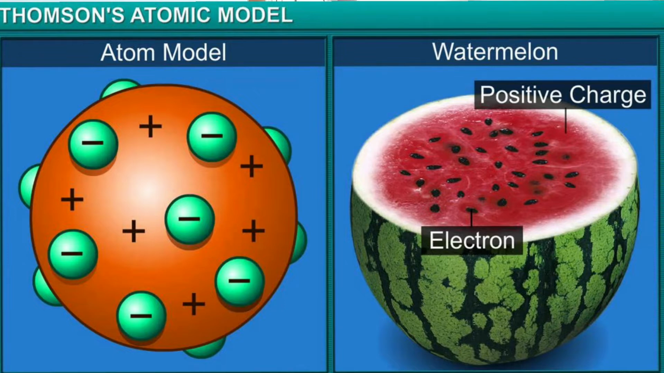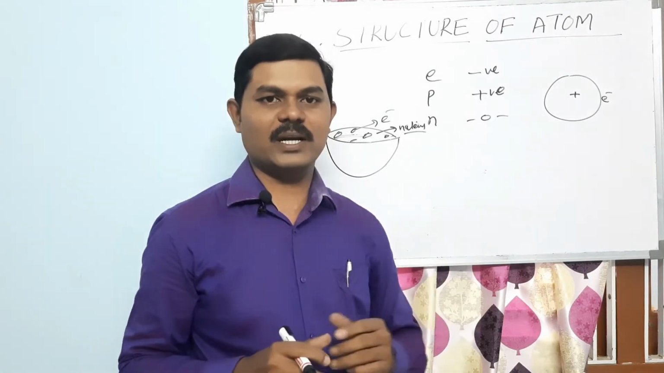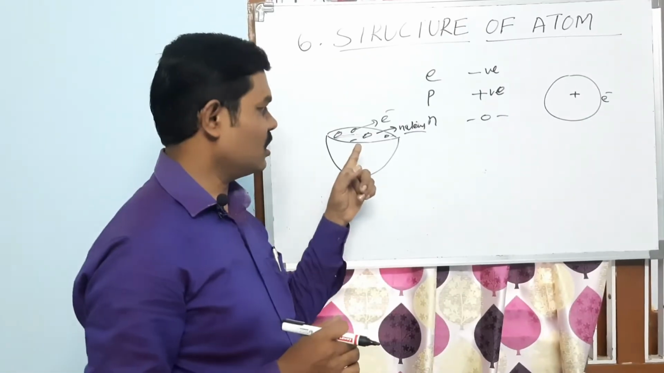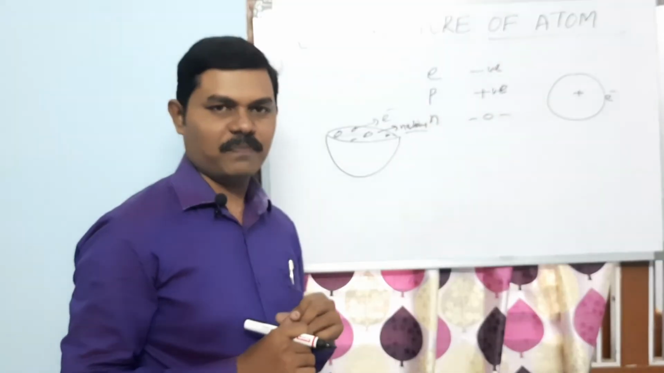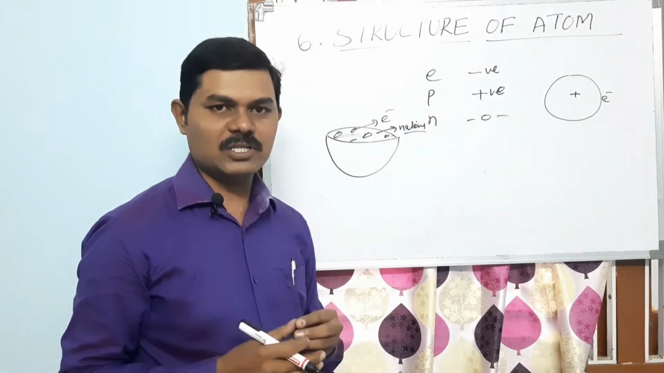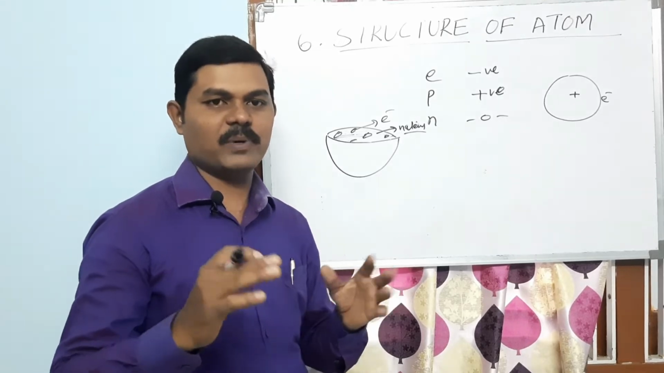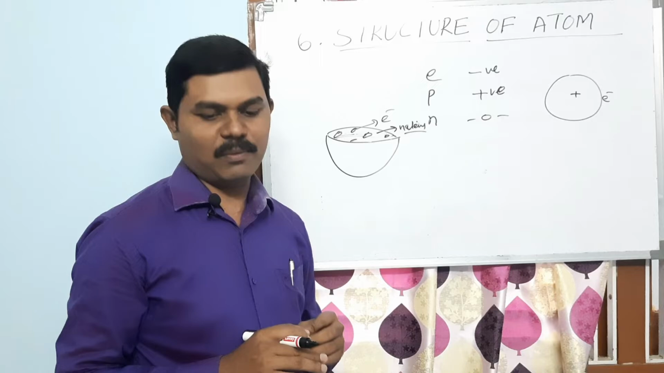But later, further experiments conducted by Rutherford, one of his students, did not accept it, and many other scientists also did not accept it because of the stability of the electrons. Electrons are highly mobile in nature, they have kinetic energy, they always revolve around the nucleus and they always take part in chemical reactions. So this is almost an invalid model.